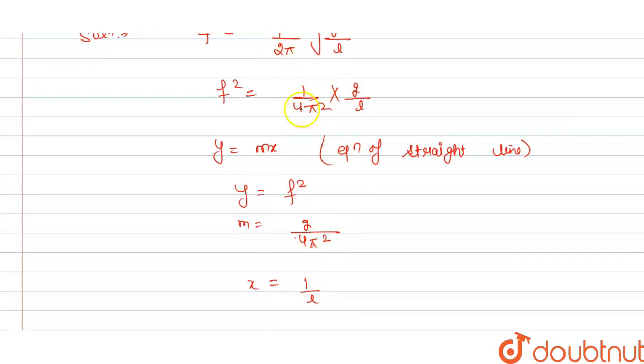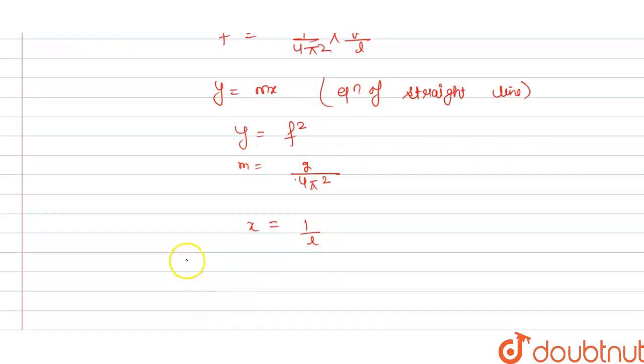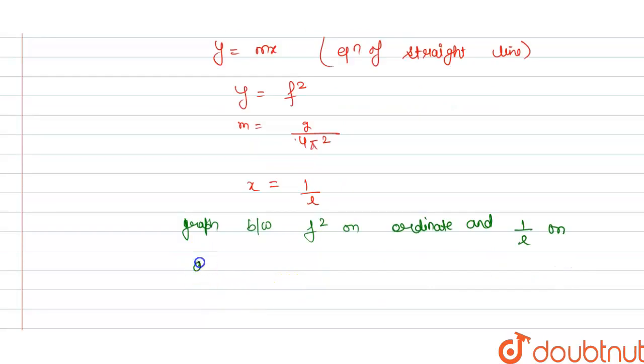So from this we can say that the graph between f squared on the ordinate and 1 by L on the abscissa is a straight line. So this is the answer for the question.